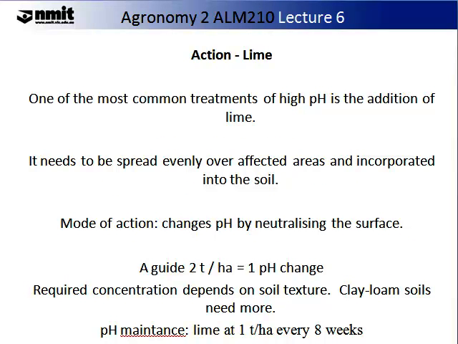One of the most common and popular treatments of pH is the application of the substance lime. This needs to be spread evenly over affected areas and incorporated into the soil. The mode of action of lime is that it changes the pH by neutralizing the acidity. As a guide or rule of thumb, 2 tons per hectare is required to change 1 pH unit. However, the required amount will depend on your soil texture. If you have a heavy clay or a clay loam soil, you will need more.